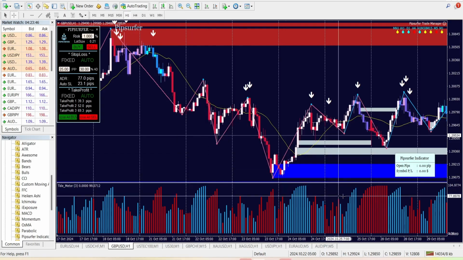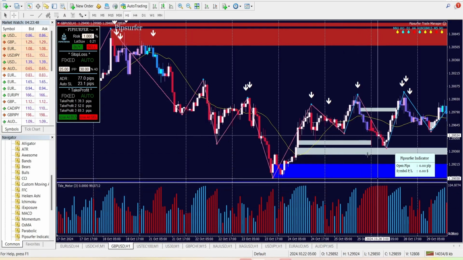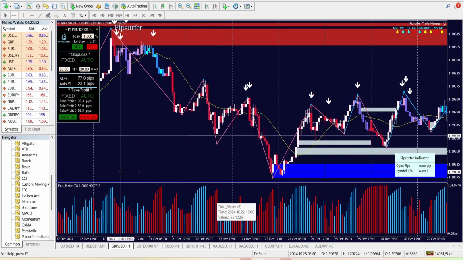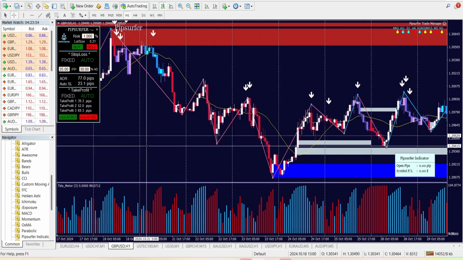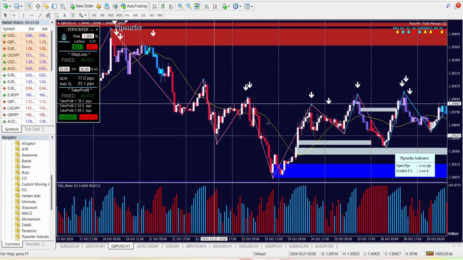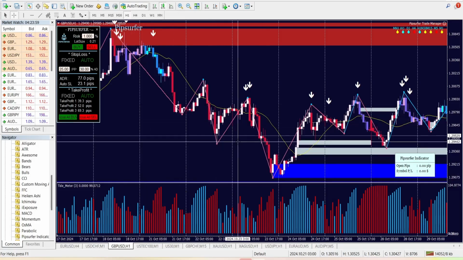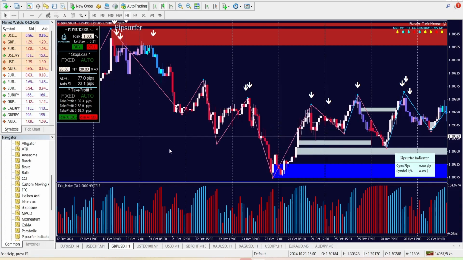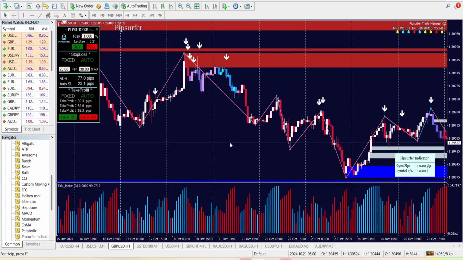You see here, strong red moves. You see there's a sharp move down. So these are different ways of identifying the market, taking a lot of data and making it very simple. This particular part here is just an addition. A moving average is not part of the Pipsurfer, just as a sidebar there.